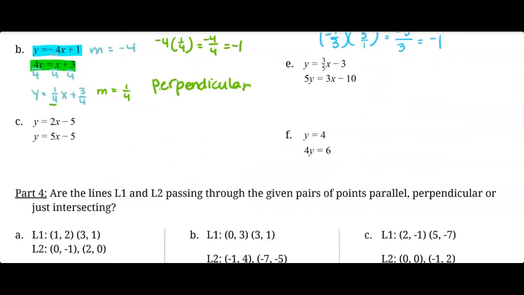Now let's look at C. We see that our m is 2 here, and our m is 5 here. So they're the same sign, but those numbers are not the same. So these lines are intersecting.